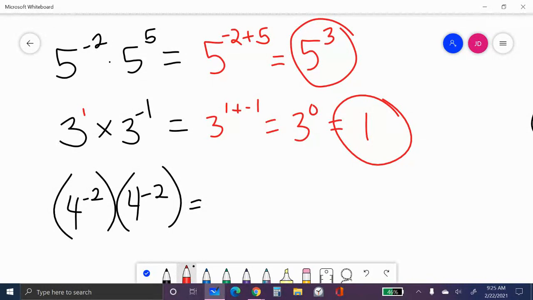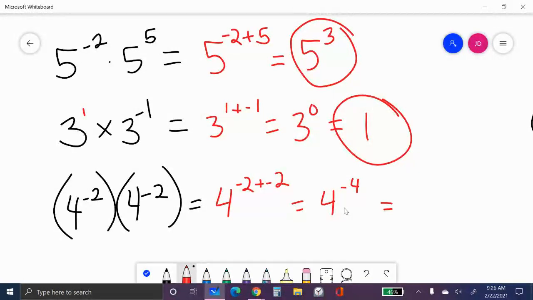The next one, keep the base, add the exponents. 4 to the -2 plus -2. -2 plus -2 is -4. Now remember, when we have a negative exponent, it goes to the bottom of a fraction. So you could write it as this. It depends on what the question is asking for.